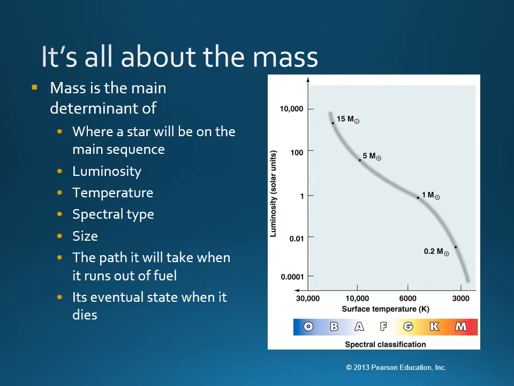The mass of a star determines almost everything about the star's life: where a star will be on the main sequence, its luminosity, its temperature, its spectral type, its size, the path it will take when it runs out of fuel, and its eventual state when it dies.